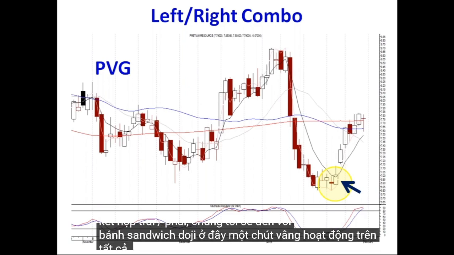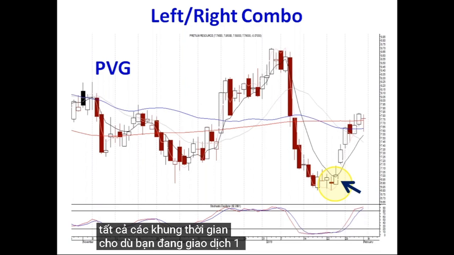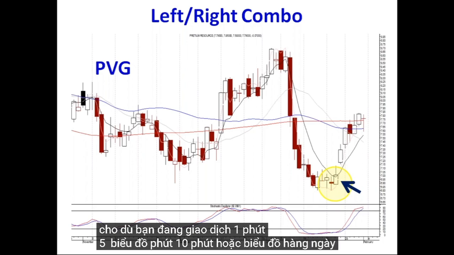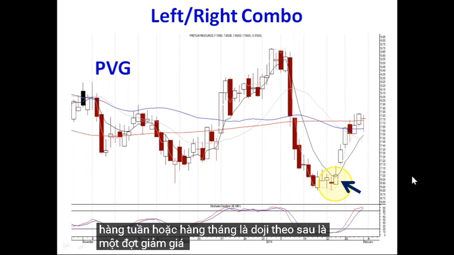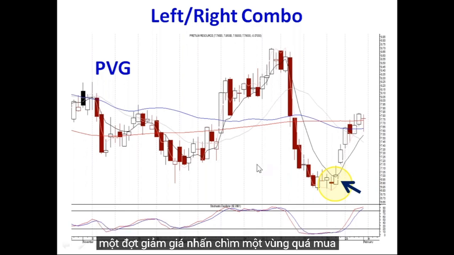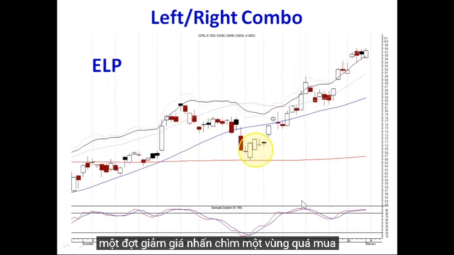Yes, works on all time frames, whether you're trading off the 1 minute, 5 minute, 10-minute chart or the daily, weekly, or monthly. Is a doji followed by a bearish engulfing an overbought area? Yes, we'll get to that, you should have one of those.